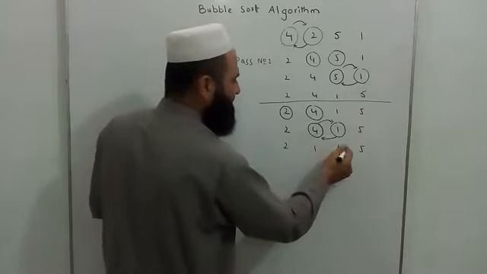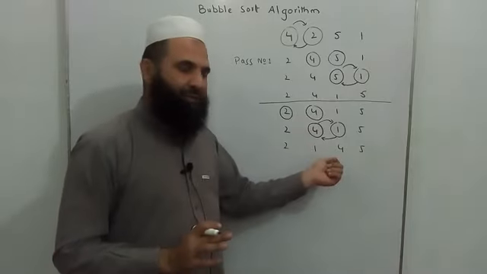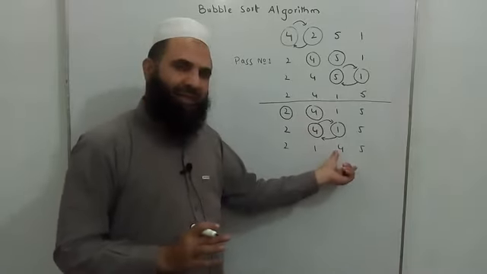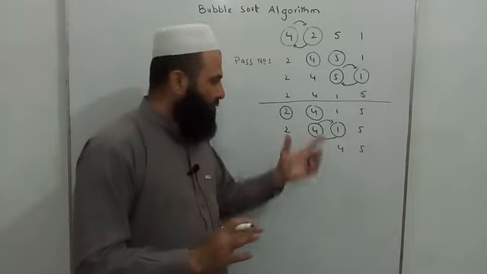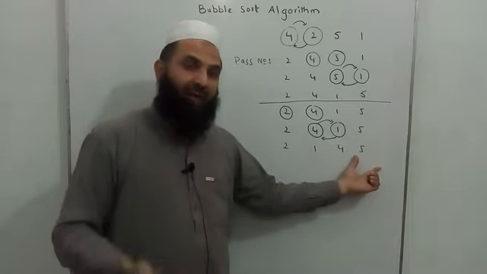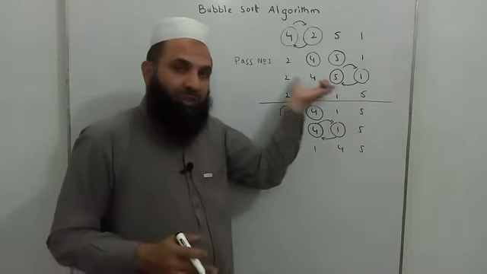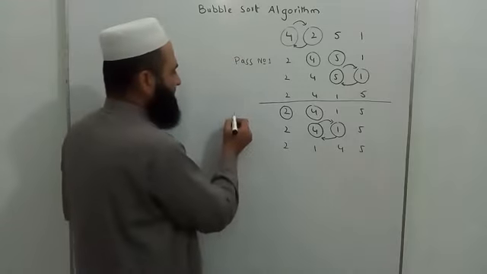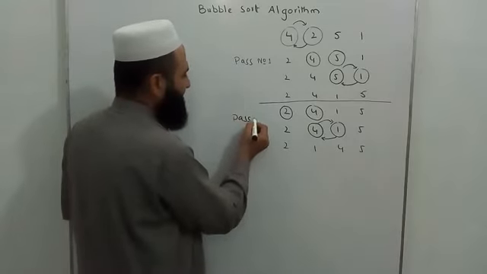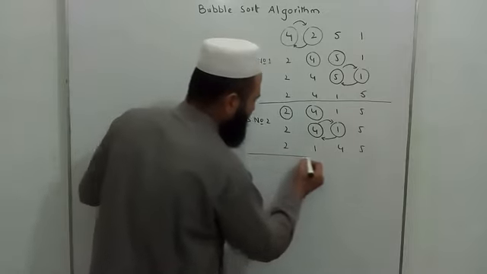That's it, because the second largest element is 4. It is moved to the second last position, so there is no need to compare it with the last number, because the last number is already the largest number, which was moved to the last position by the first pass. So this is pass number 2 of the bubble sort algorithm.